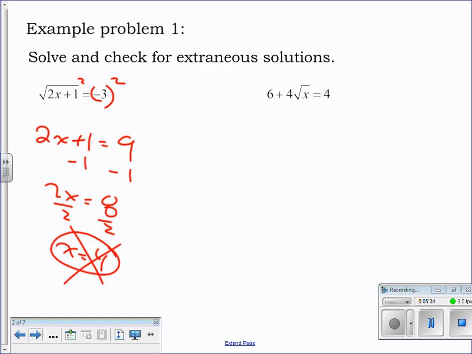Everything we did, every step we did was good and valid. What it means is there is no answer. There is nothing that will work. Okay?